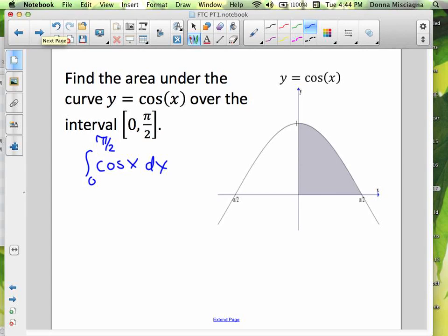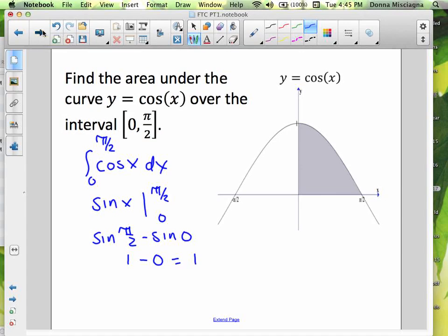So integrating cosine x, that would be sine x. And we're going to evaluate it from 0 to pi halves. So we have sine pi halves minus sine 0. Nice, easy one, easy computation. That's going to be 1 minus 0. I think we can handle that. So 1, that's the amount of area under the cosine curve from 0 to pi halves. That was a nice, easy one.